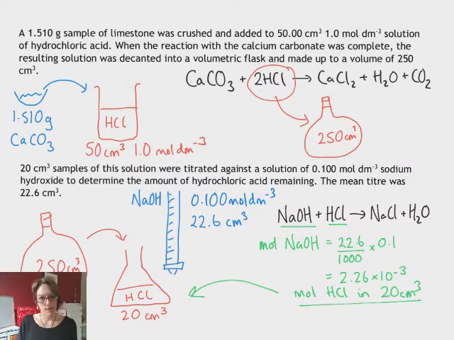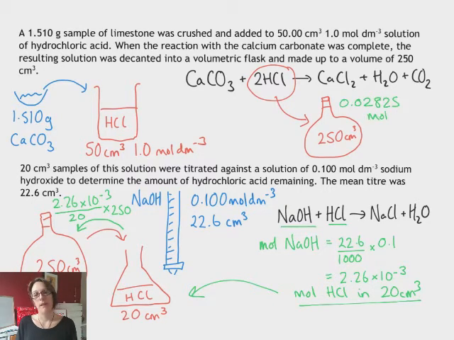But just like the previous question, I haven't got 20 centimetre cubed in total, I have 250 centimetre cubed in my original sample that I took out to titrate from. So I'm going to do what I did before, actually in question 2, it's exactly the same idea. Dividing by 20 gives me how many moles in 1 centimetre cubed, times by 250 gives me how many moles there are in that whole volumetric flask of 250 centimetre cubed.